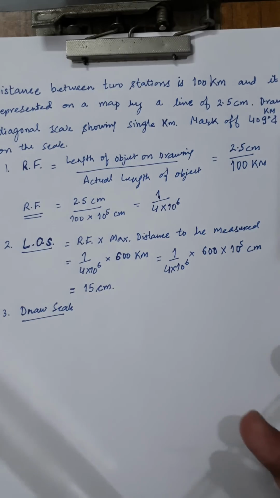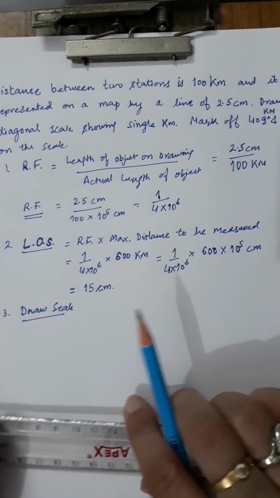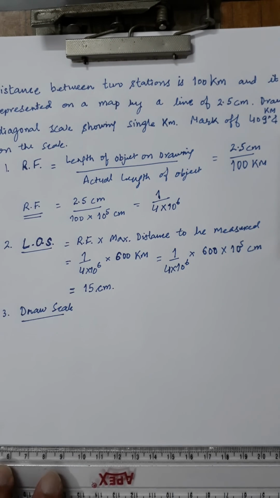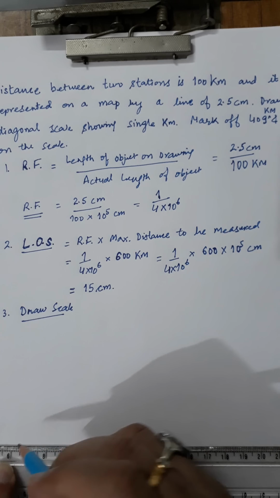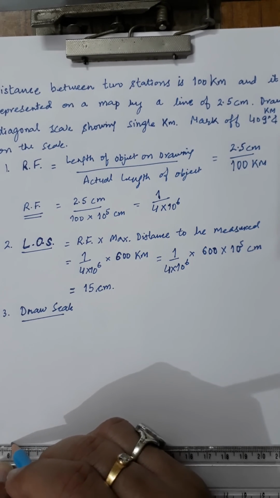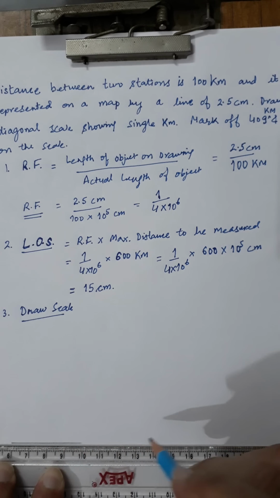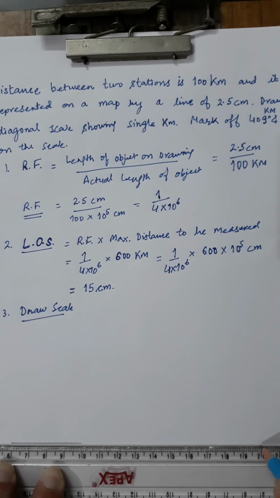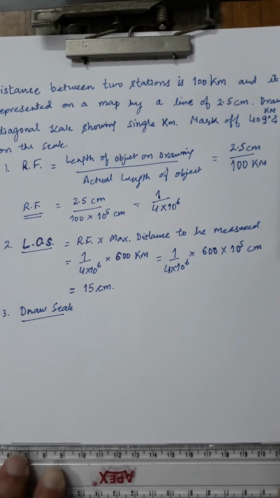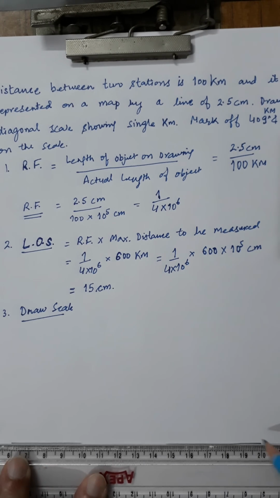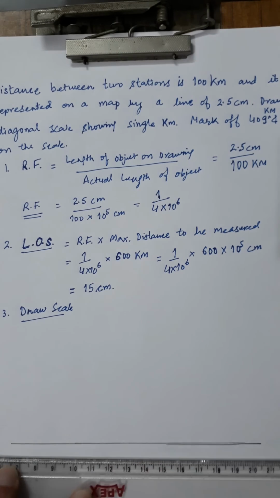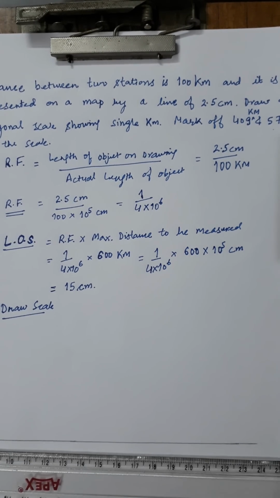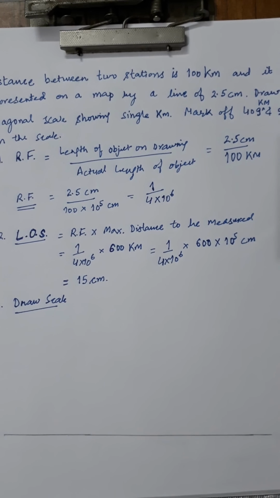Now step 3 is to draw the scale. As per the LOS, which comes out to be 15, you draw a line 15 centimeters long. So I am going to draw a 15 centimeter long line.